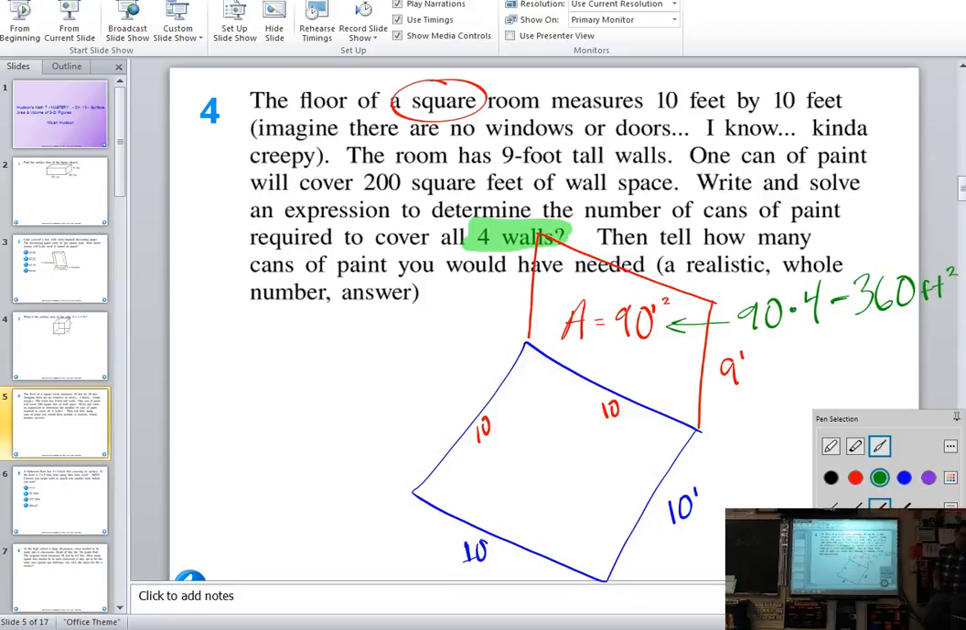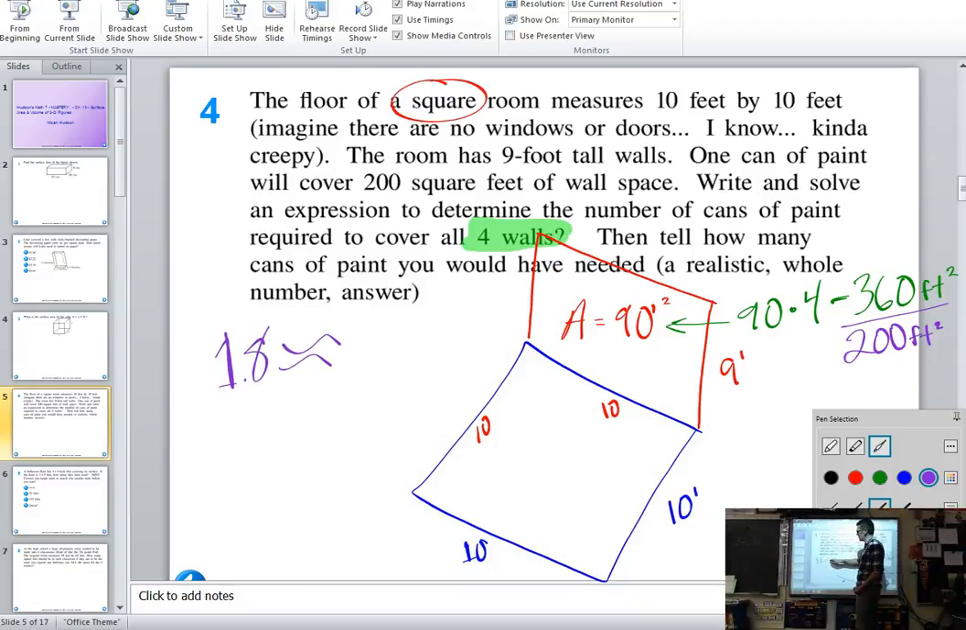Then, Ryan, we're told that every can of paint can cover 200 square feet. How can we reason through how many cans we need? Yeah, if that covers 200 feet squared, we cannot order partial cans. So therefore, instead of 1.8, that rounds up.